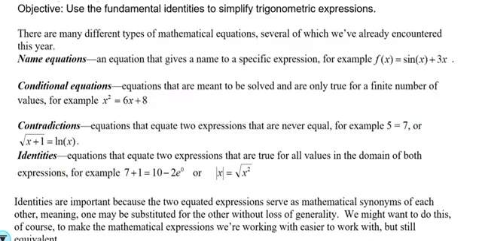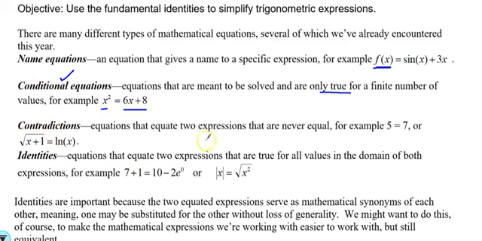So what's the difference between identities and equations? There are many different types of mathematical equations. This is called the name of the equation; f of x is the name of the equation. Conditional equations have two sides, and could be true or false, but are true only for a finite number of values. We have two sides, true only for certain values of x. So that's a conditional equation.